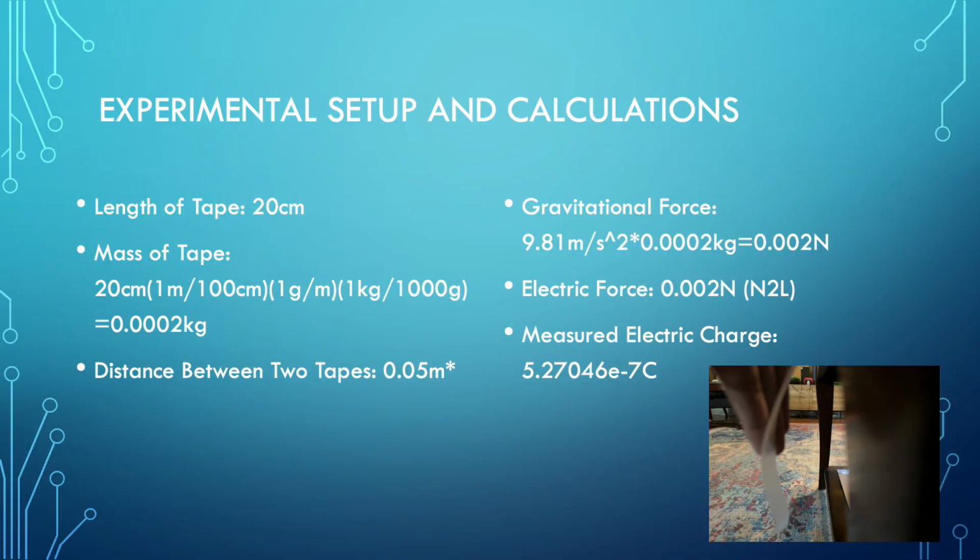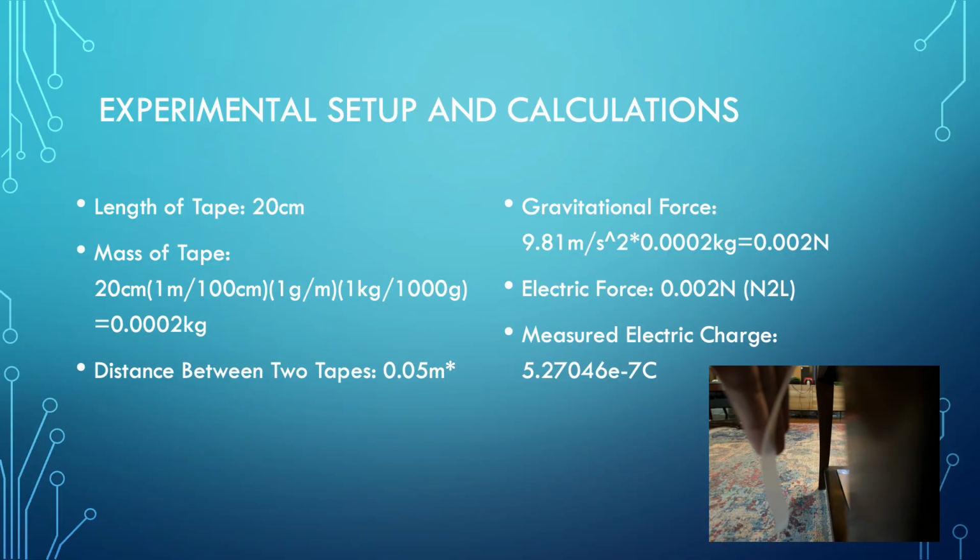The mass of the tape was 20 centimeters times 100 centimeters per meter, which I divided by 100 centimeters per meter, times 1 gram per meter, times 1 kilogram per 1,000 grams, which tells us that our total mass was 0.0002 kilograms. The distance measured between the two tapes was 0.05 meters, which is approximately 2 inches.